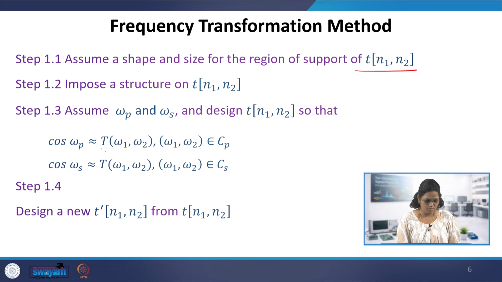Then, using the designed T of n1 comma n2, we get h of n1 comma n2 using h of n, and get the frequency response of the 2D FIR filter. If that is not proper, then we can get T dash. We can further refine the support we obtained in the first design. That means the iteration can be done to get the new T dash of n1 comma n2.